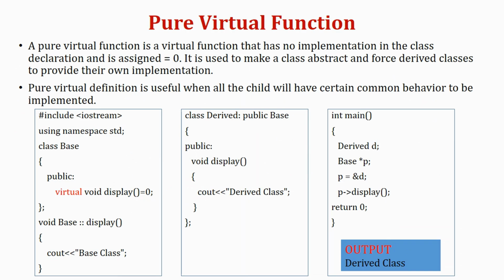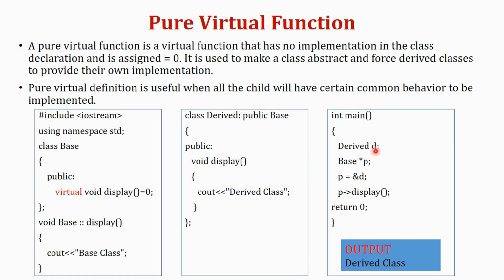And next one is the pure virtual function, which is a virtual function that has no implementation in the class declaration and is assigned to 0. It is used to make the class abstract and force the derived class to provide its own implementation. The pure virtual function definition is useful when all the children will have certain common behavior to the implementer. So here the concept is the virtual function, that is a function declared in the base class, the same function is defined outside of the class. Again the same function we use in the derived class.